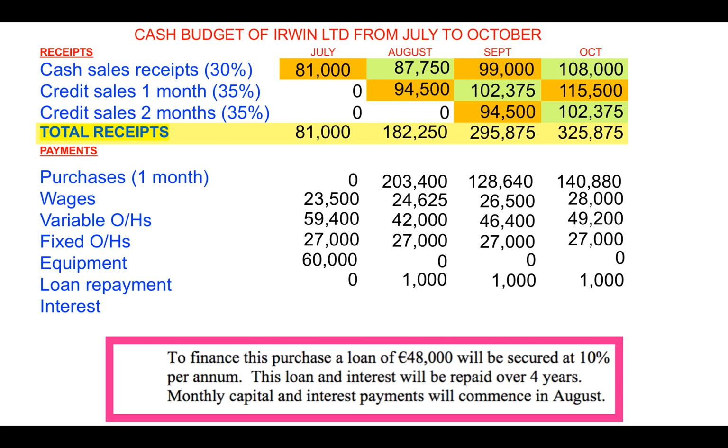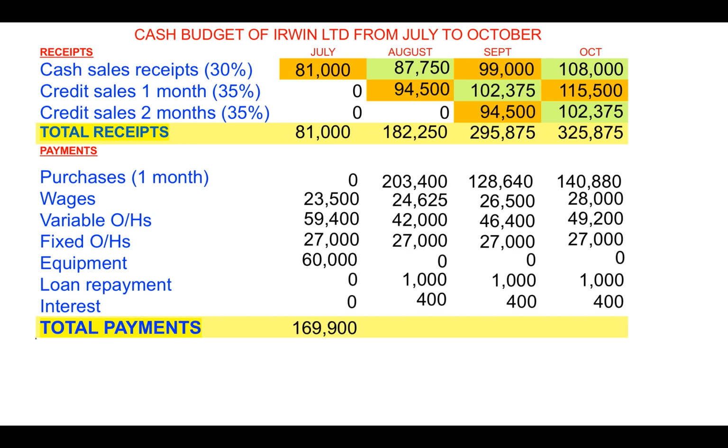So no cash is going to be paid out in July, but August, September, October, we have 1,000 in each of those months. Then looking at the interest. So the loan of €48,000 would be secured at 10%. So that is €4,800 per year. Okay. So when we divide that by 12, we are going to get €400 per month, and that is also commencing in August. So they are all of your payments. What you have to do now is tot all of those up, as you can see there.